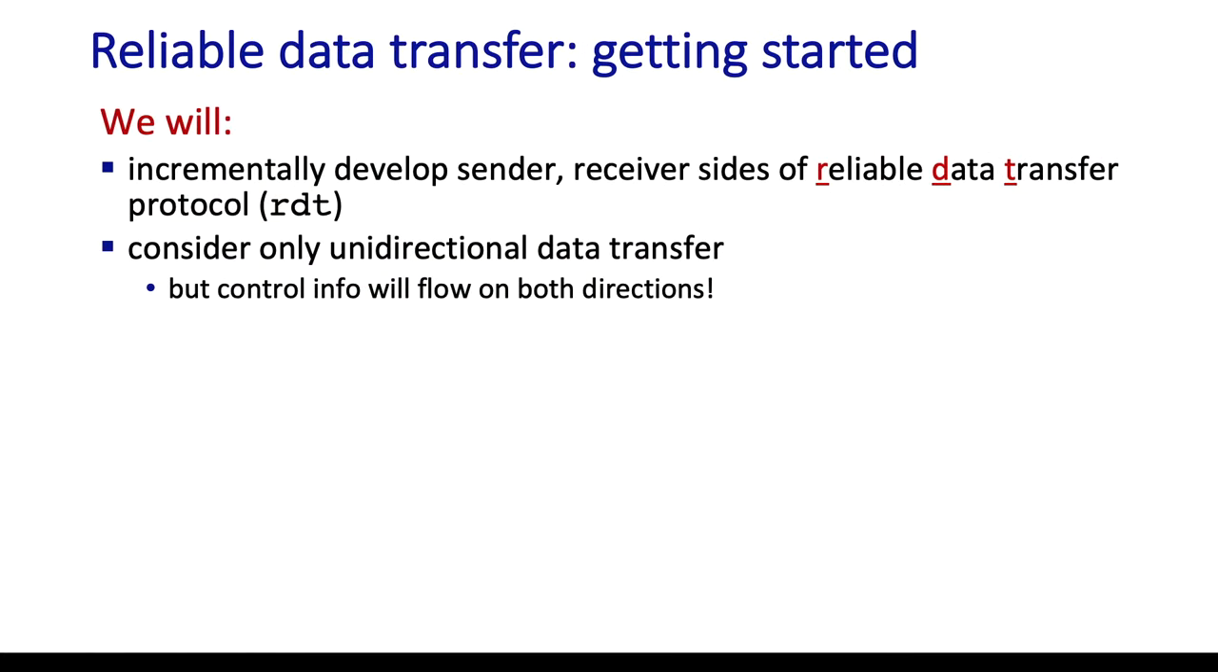So let's get started in developing our reliable data transfer protocol, which we'll call RDT, for Reliable Data Transfer Protocol. You need a good acronym for a protocol, like HTTP or TCP or UDP or IP. We'll develop RDT. And remember, we're going to be looking only at unidirectional transfer here between sender and receiver, but control is going to flow in both directions.